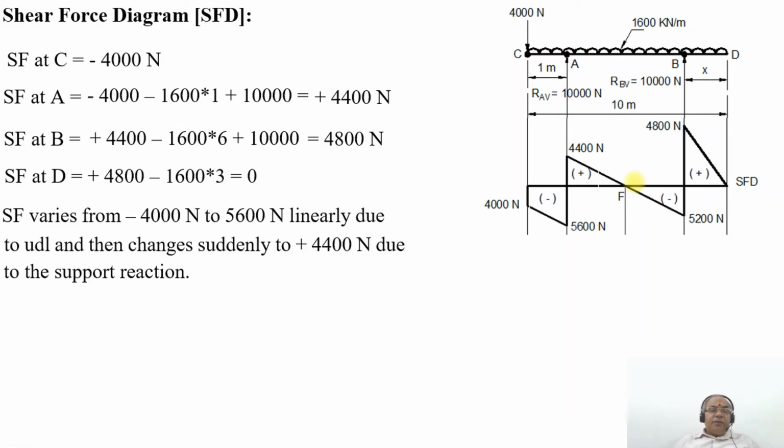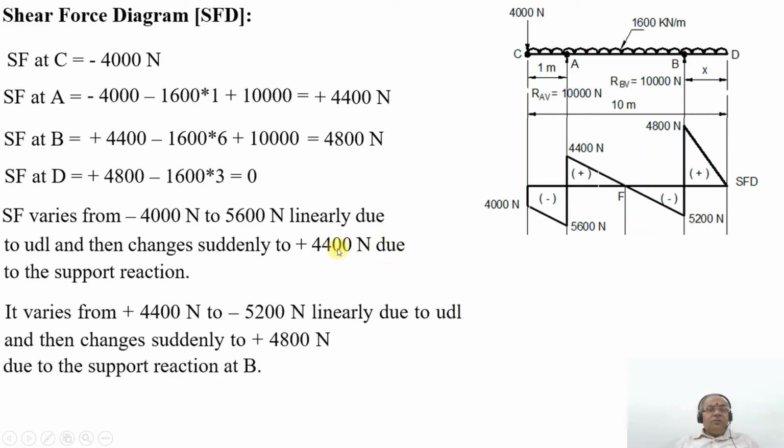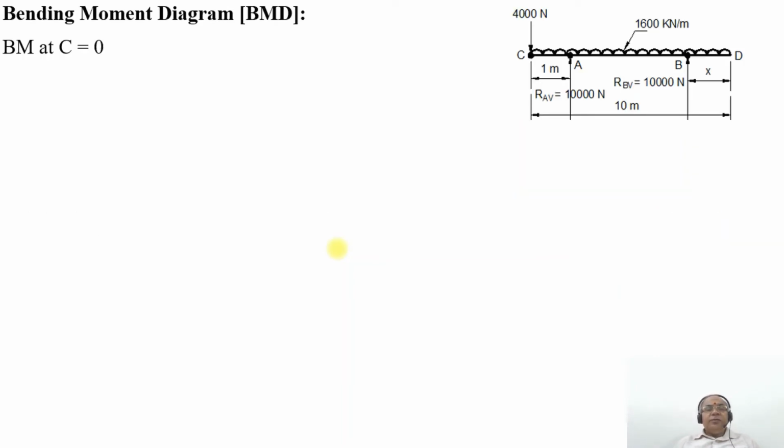So that is what we have explained here. SF varies from minus 5,000 linearly due to UDL, and then changes suddenly to plus 4,000 due to the support reaction. So all those we have already explained here. Then the next point is the bending moment diagram. What will be the bending moment at the point C? The bending moment at the point C is 0.